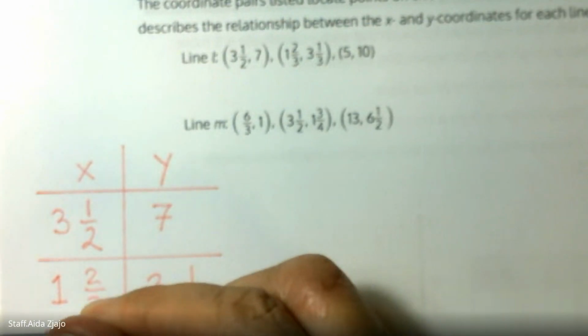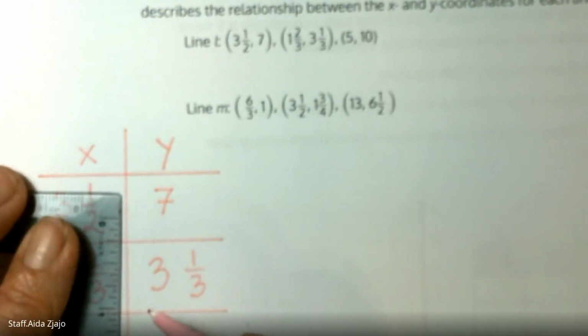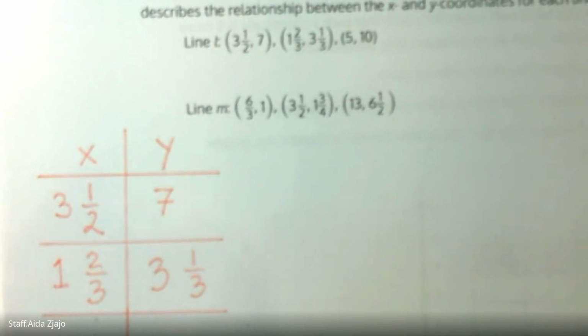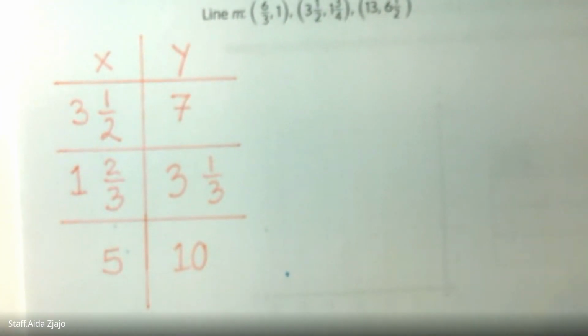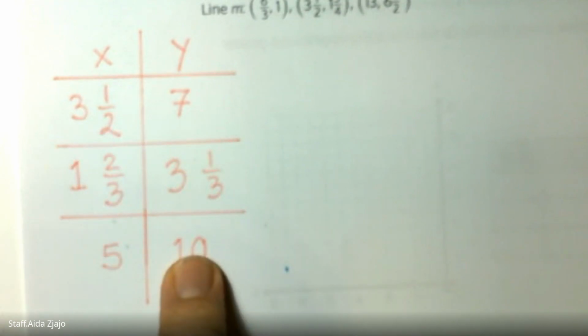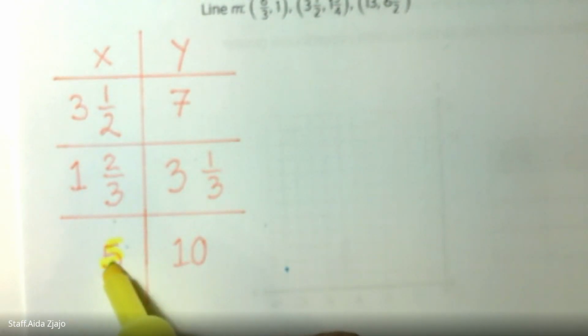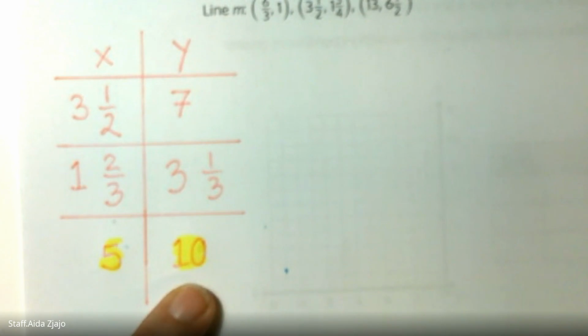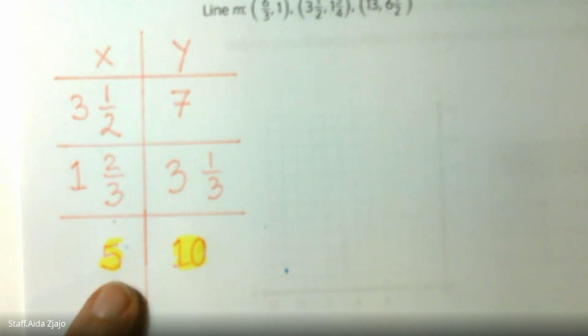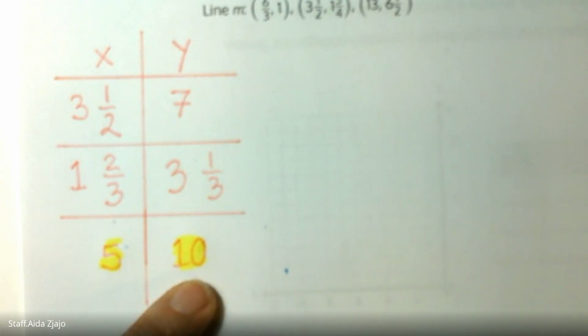Okay, and the next pair is 5 and 10. Now, when I have those, I look at the relationship between X and Y, and I look for which one is the easiest to figure out. So I'm looking at the whole numbers, 5 and 10, and I'm thinking, okay, what do I do to X to make a Y? Now I can see it's 5 times 2 is 10.